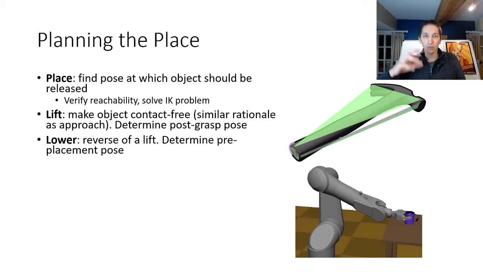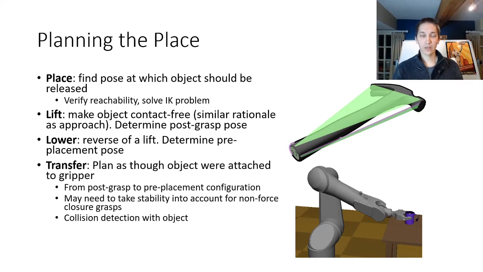We'll then want to look at where we wanted to place the object. There's going to be a lowering stage where we do the reverse of the lifting. So basically we determine what's known as a pre-placement pose. We're then going to transfer from the lifting pose to the lowering pose using what's known as a transfer motion. Here we're going to have to plan, assuming that the object is attached to the gripper.